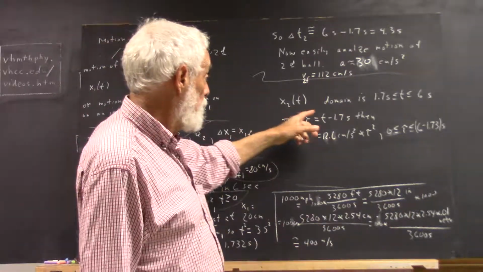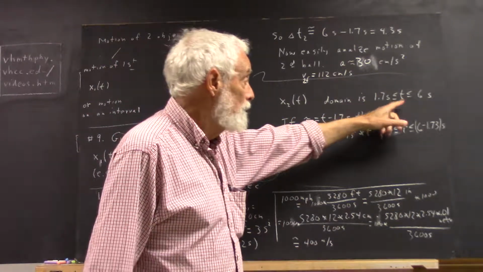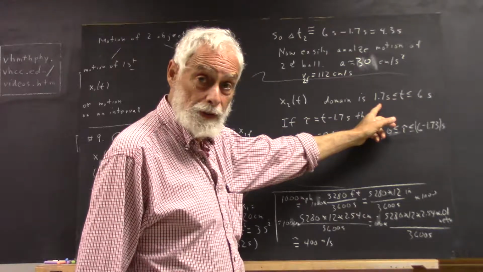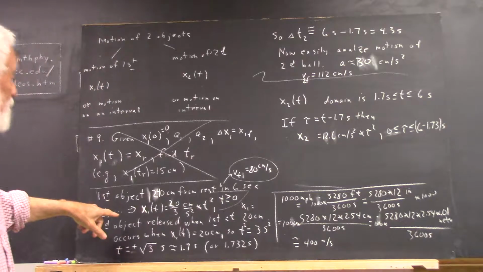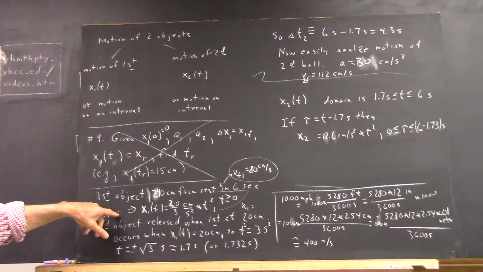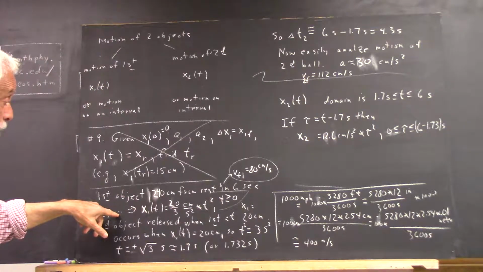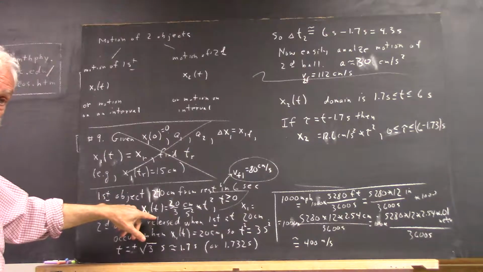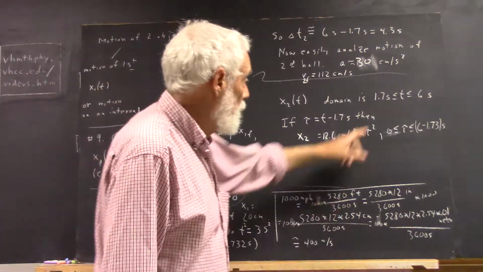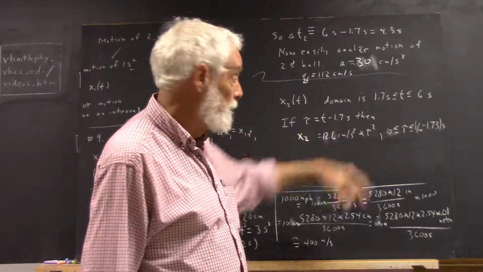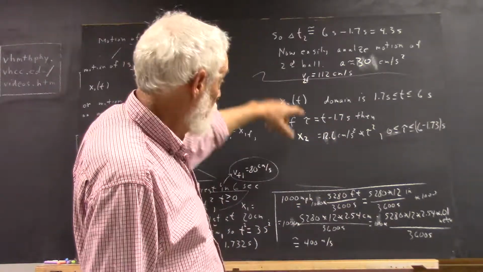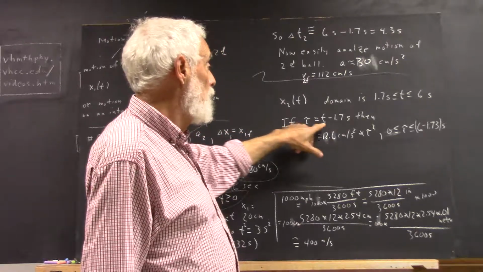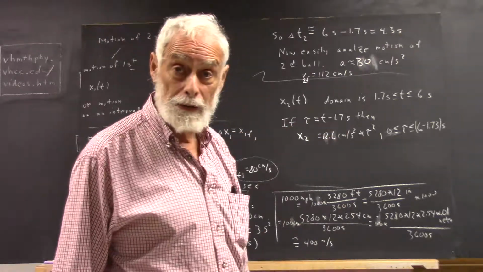So the x2 of t has a t domain that goes from 1.7 seconds, which is when it starts, because remember we implicitly defined t equals 0 to be the time at which the first object starts. The second object doesn't start till t equals 1.7 seconds. Okay, well, I'll do a little auxiliary variable. Tau is t minus 1.7 seconds.